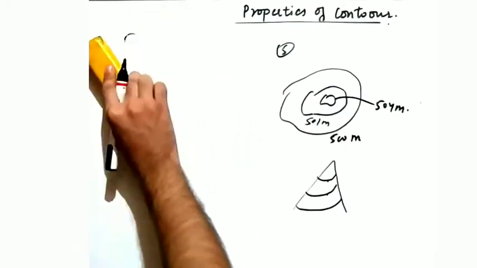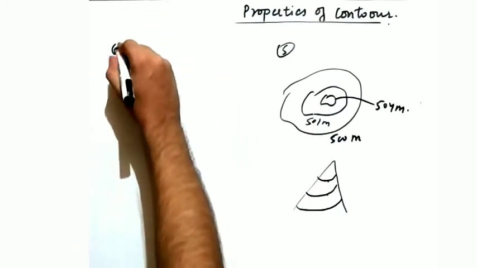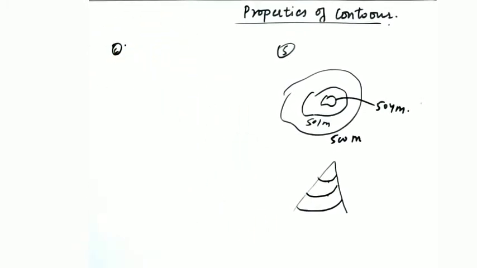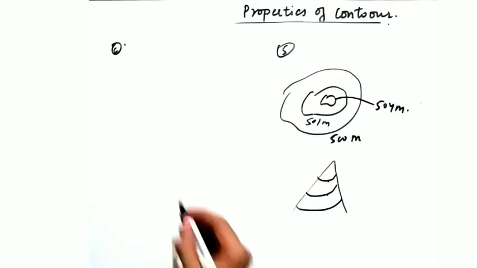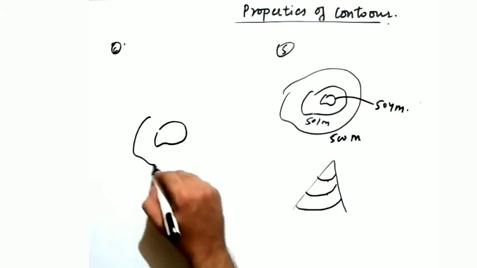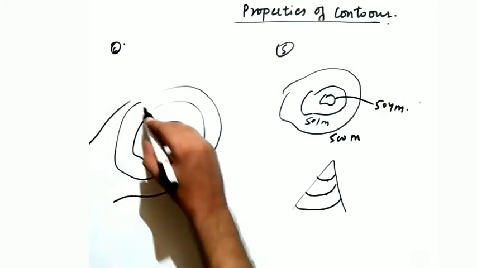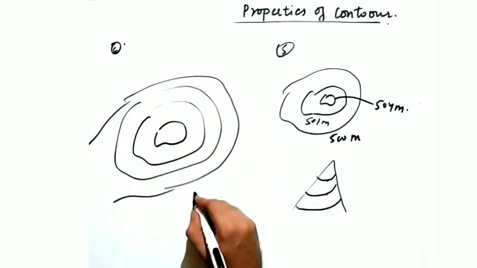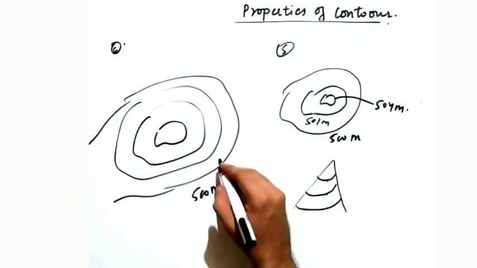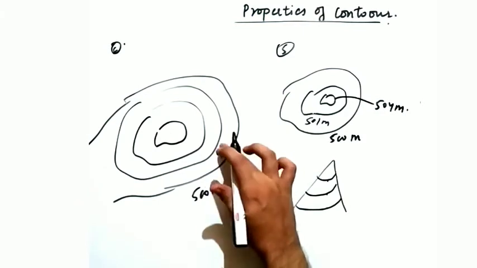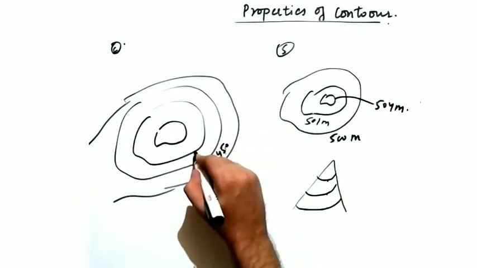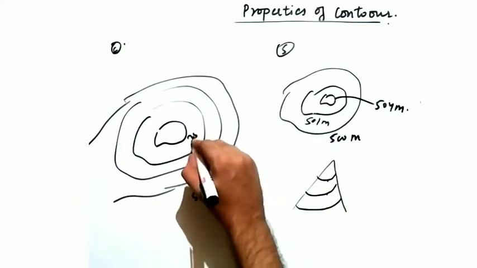The next property is property number 6, and the property says that closed contour lines with lower values inside indicate a pond, lake, or depression with or without an outlet. Suppose this is the same case, but here the contours are having, suppose this is having elevation of 500 meters, this is having 450 meters, this is 400 meters, this is 350 meters.